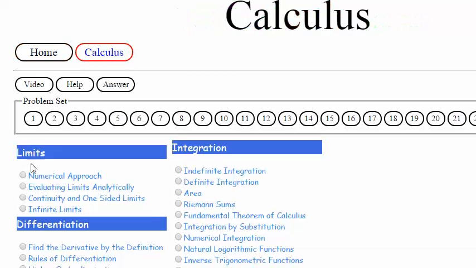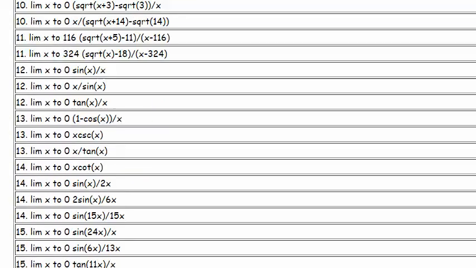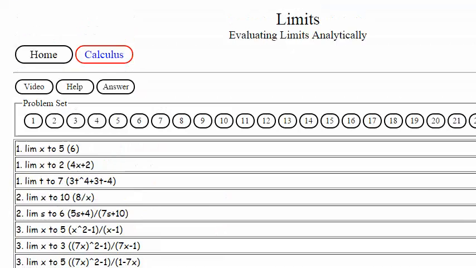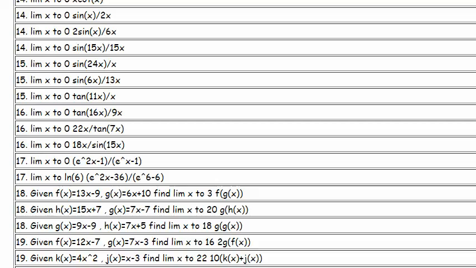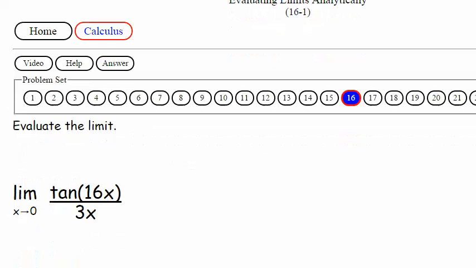Let's click there, hit evaluating limits numerically, and I need to scroll down to see where I'm at. Alright, we just looked at that one. Let's see, so we're going to be looking there. Okay, there's only two problems in 3. 16. Alright, sorry about that. Looks like that's what we're looking at.